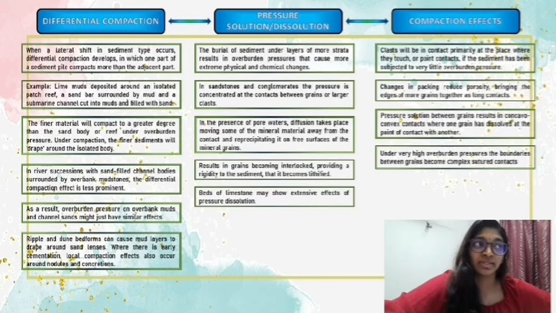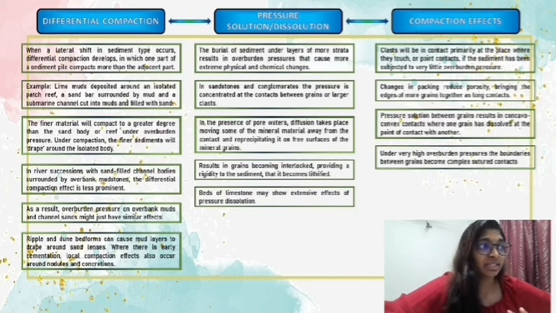Next, pressure solution and dissolution. The burial of sediment under layers of strata results in overburden pressures that cause more extreme physical and chemical changes. In sandstones and conglomerates, the pressure is concentrated at the contacts between grains or larger clasts. In the presence of pore waters, diffusion takes place, moving some of the mineral material away from the contact and reprecipitating it on the free surfaces of the mineral grains.